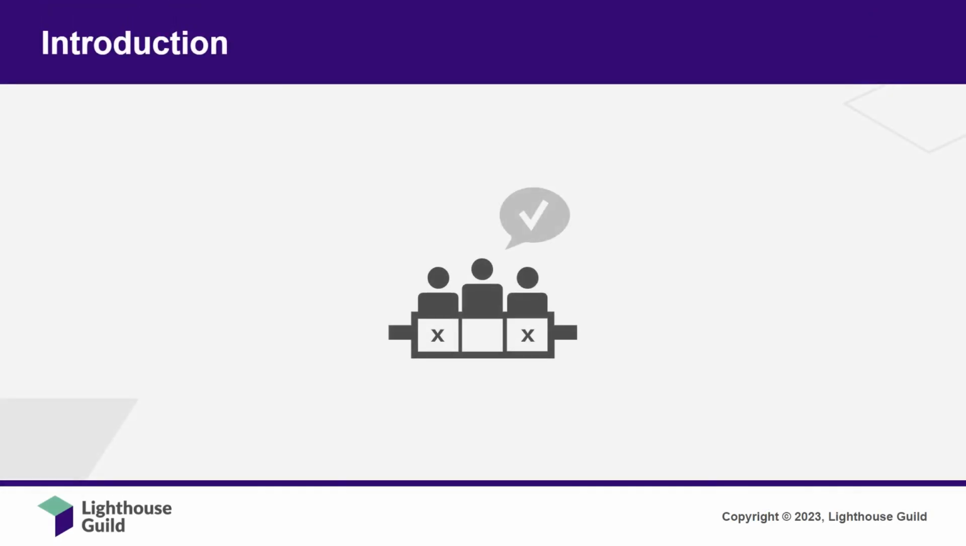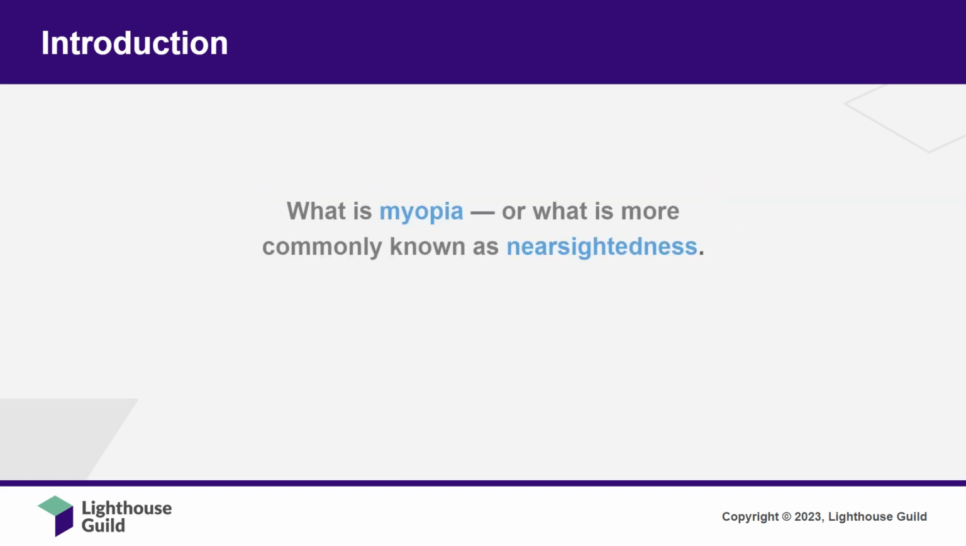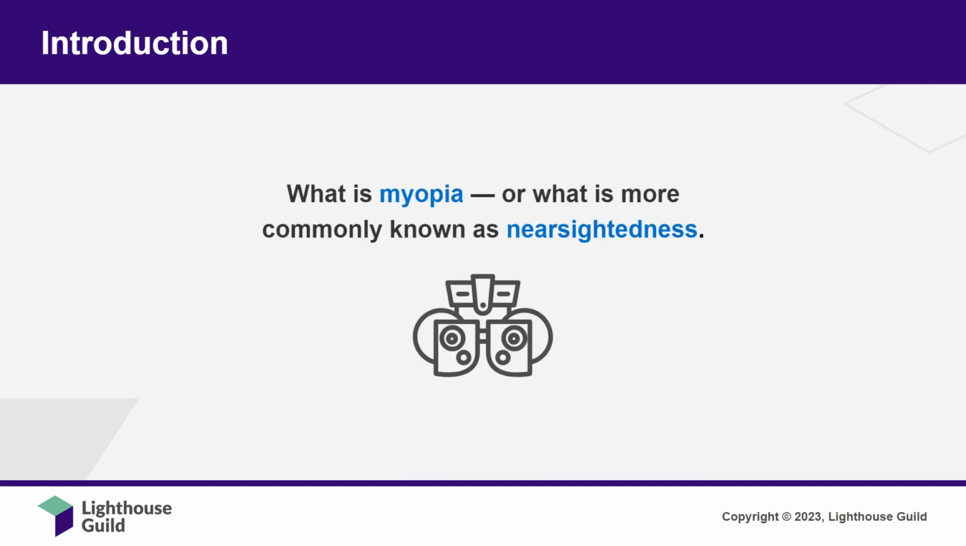Let's start with a trivia challenge, Jeopardy style. The answer is a vision issue caused when the eyeball is too long, which makes light focus in front of the retina instead of on it. The result, blurry vision. And the question is, what is myopia, or what is more commonly known as nearsightedness?